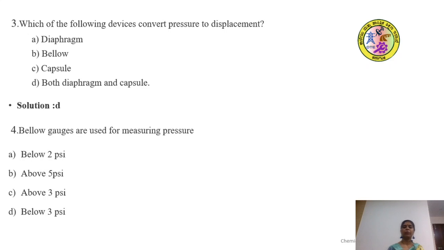Remembering the range of pressure measurement is also very important. I have given this as a list in your study material, you can go through that. Bellows gauges are used for measuring pressure below 2 psi, above 5 psi, above 3 psi, or below 3 psi? The answer is below 3 psi.